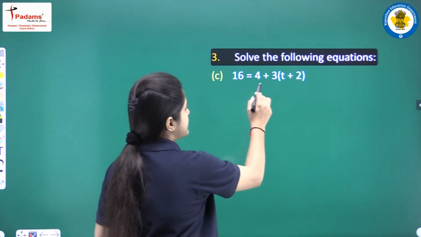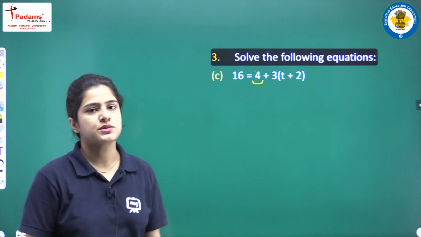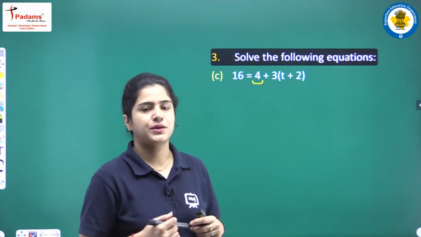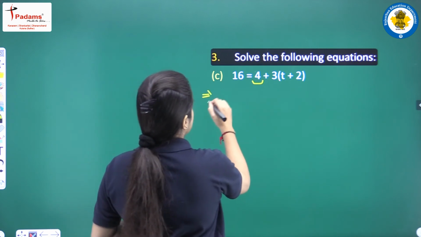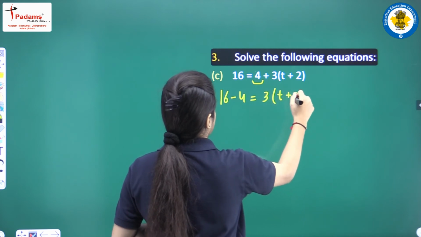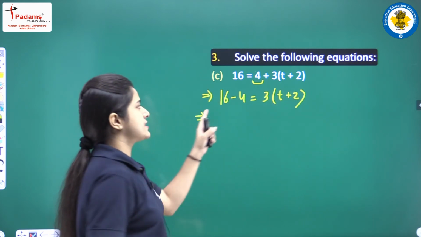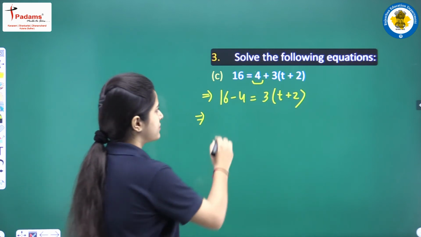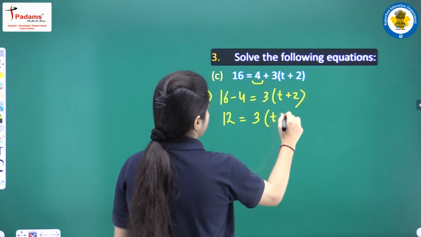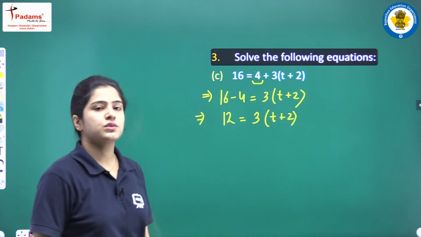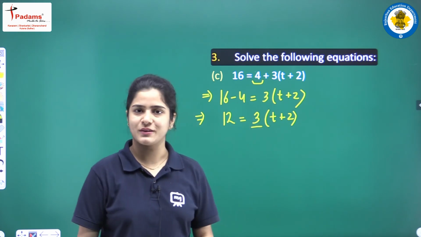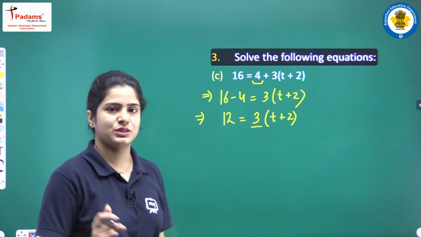Firstly, we have this 4, we have to transpose this 4 from right hand side to the left hand side, so it will become minus 4, okay students. So 16 minus 4 is equal to 3T plus 2. 16 minus 4 is equal to 12, so this 12 is equal to 3T plus 2, okay. Now students will divide by 3 on both the sides, as we want to eliminate this thing, okay. So we'll divide by 3 on both the sides.